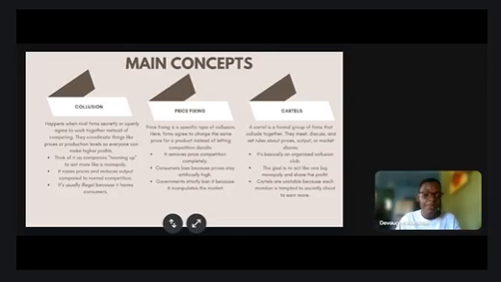The last main concept is a cartel. A cartel is a formal group of firms that collude together. They meet, discuss, and set rules about prices, output, or market shares. A cartel is basically an organized collusion club, just a great deal bigger. The goal is to act like one big monopoly and share the profit. And lastly, cartels are unstable because each member is tempted to secretly cheat to earn more.